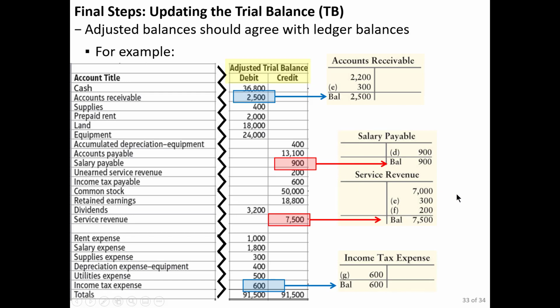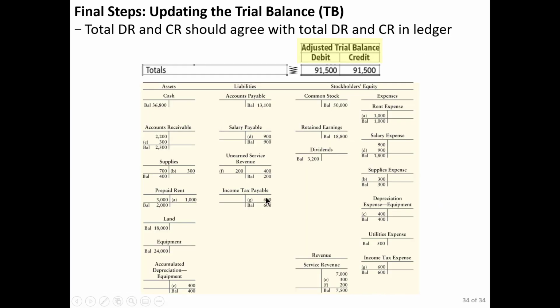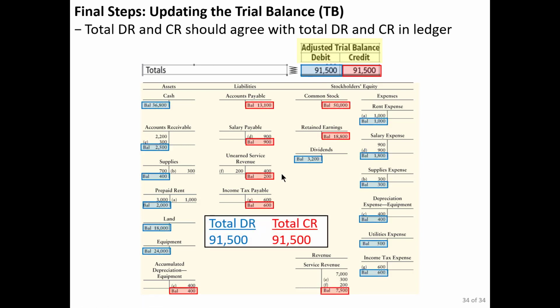Another way to check to see if we've done things correctly is to compare the total debits and credits from the adjusted trial balance to the total debits and credits in the ledger. So when you add up all the debits, you get a total of $91,500. Add up all the credit balances, $91,500. That ties back to what we see on the adjusted trial balance. It looks like we've done things fine. That's it for 3.3.